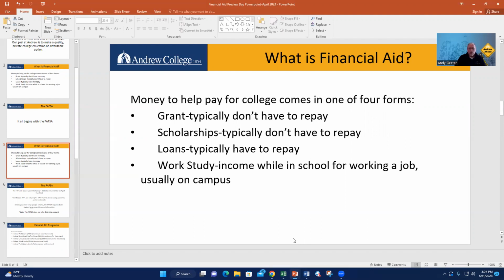Work study generally is money for the student while they're in school. They're working a job on campus, usually no more than about 10 hours a week.